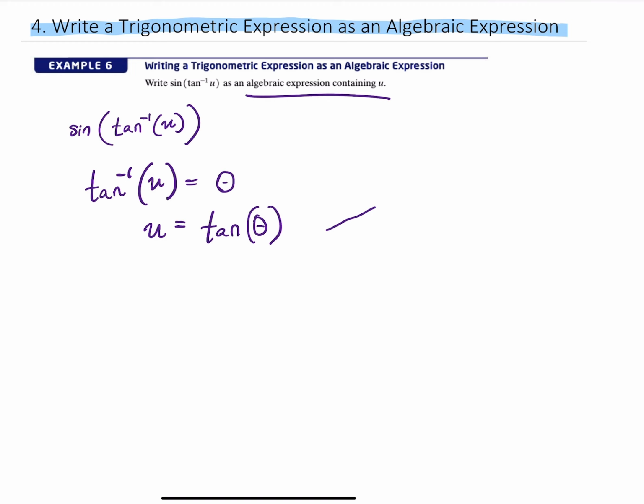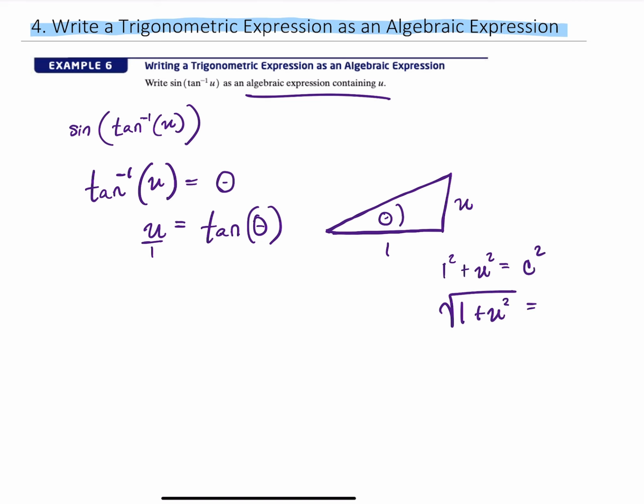At this point, we can build a triangle. I'll call this theta. Tangent is opposite over adjacent, so we can see this as u over 1. Opposite side length is u, adjacent side length is 1. And let's solve for this hypotenuse. 1 squared plus u squared will equal c squared. So we'll just have to take the square root of both sides. 1 squared is just 1. So we have the square root of 1 plus u squared equals c. That will be our hypotenuse.